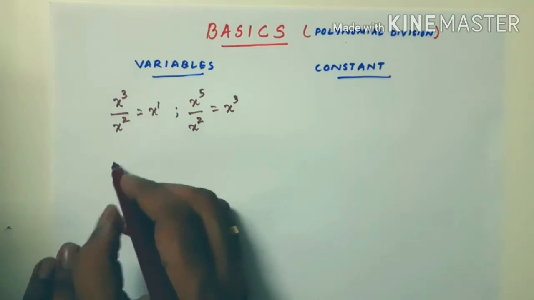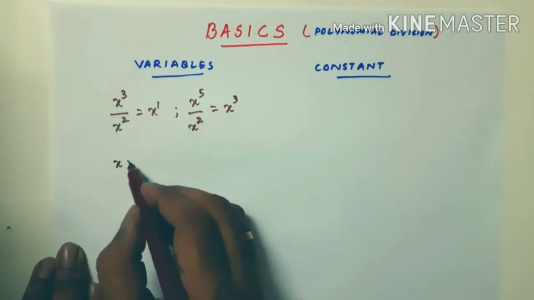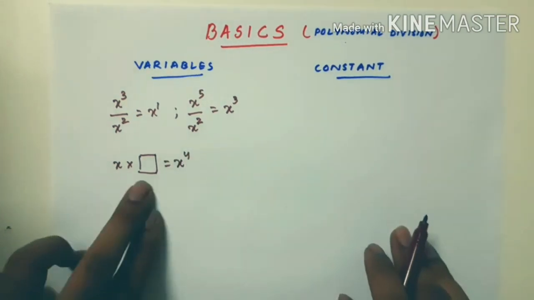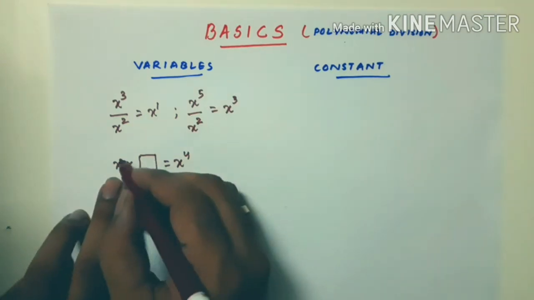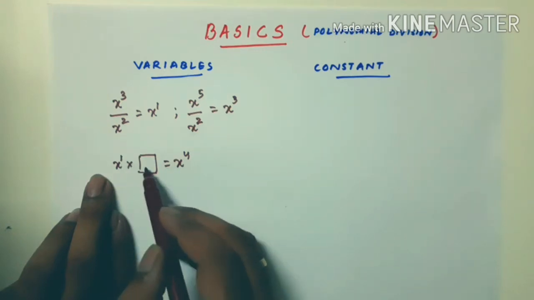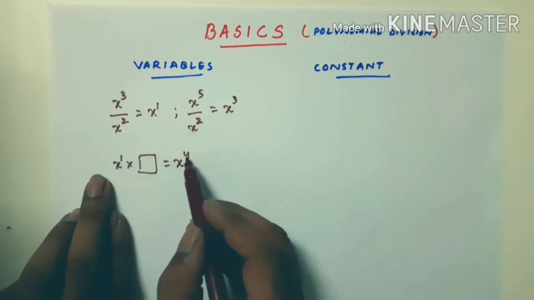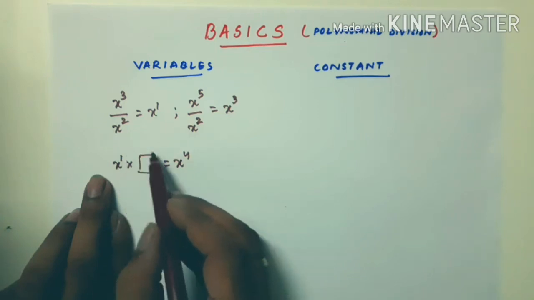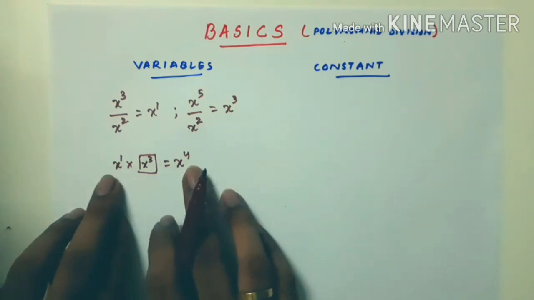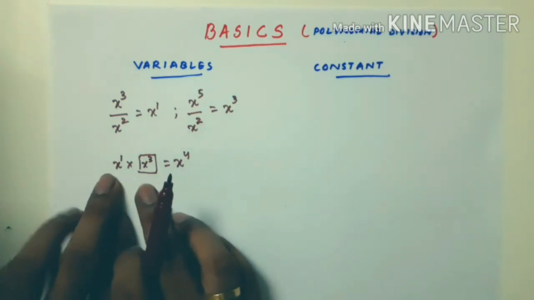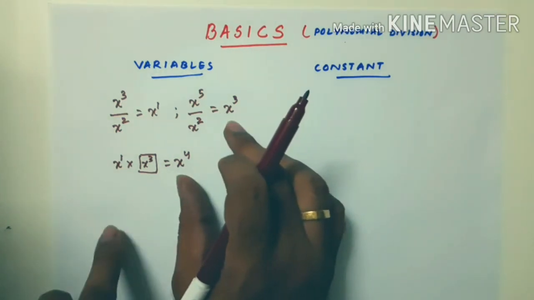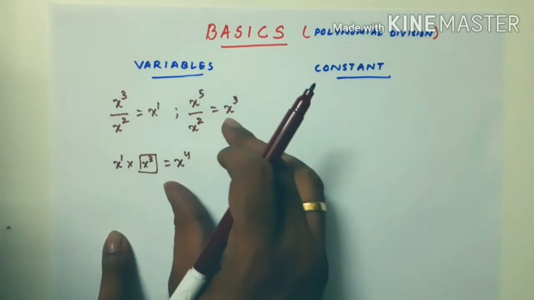Suppose x multiplied by something gives x to the power of 4. What can we put here? Since x means x to the power of 1, here we are using the product law. x to the power of 1 into how much, so that the power of x becomes 4? Here 1 is already there, so 1 plus 3 gives 4. So we put x to the power of 3. x to the power of 1 into x to the power of 3 gives x to the power of 4. These two things are very important while doing polynomial division.